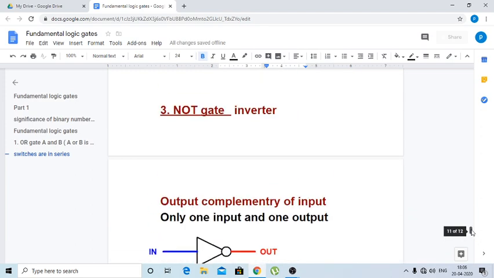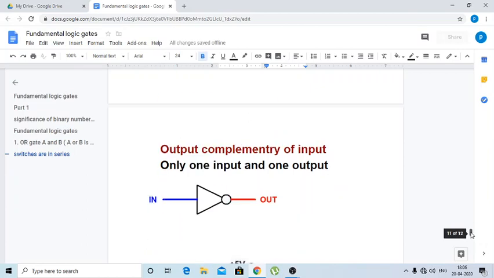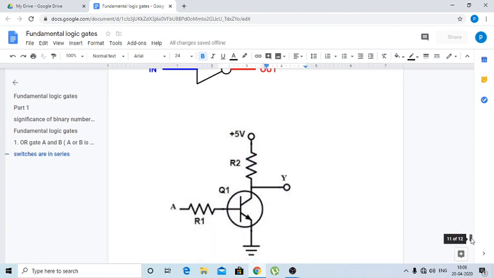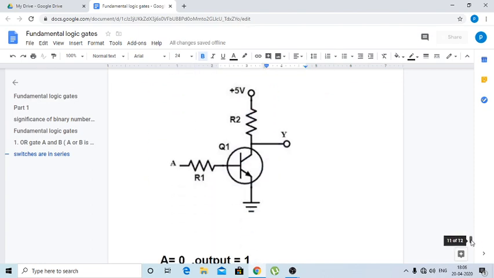And coming to the final logic gate, the inverter, this is a NOT gate. Output is the complementary of the input, and the symbol of this one is a triangle with a bubble or a small circle at the outside. We can have the bubble on the inner side of the triangle also. And in the circuit diagram, as in the OR gate, a transistor in CE configuration is used.